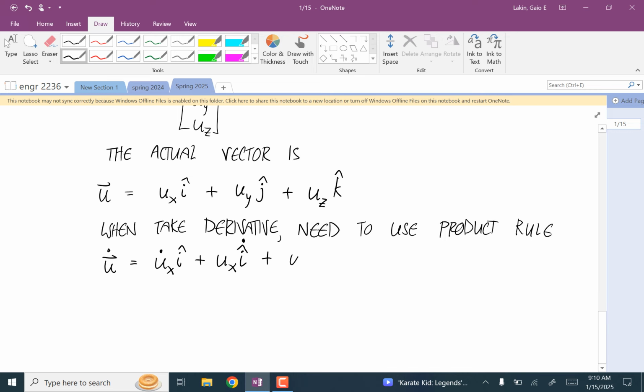Plus uy dot times j, plus uy times j dot. And now we're taking the derivative of that third term. So that's uz dot times k plus uz times k dot. Yes? Your second j is missing a dot. Thank you.